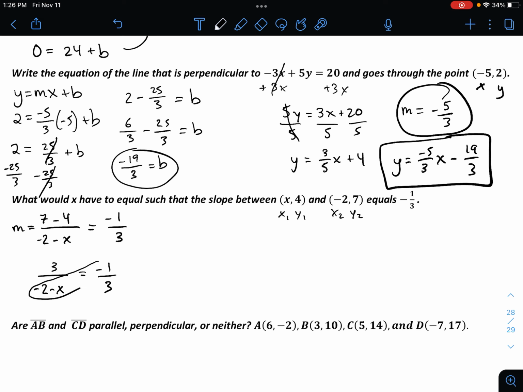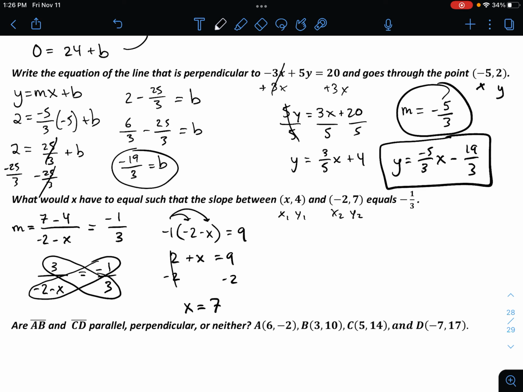So we're going to do negative 1 times negative 2 minus x. You really have to think of this as negative 1 distributed to the negative 2 and the negative x. And then on the other hand, we've got 3 times 3, which we know is 9. So if I distribute that negative 1, negative 1 times negative 2 is a positive 2. Negative 1 times negative x is a positive x. So now I'm going to go ahead and subtract 2 on both sides. And so we find out that x equals 7.